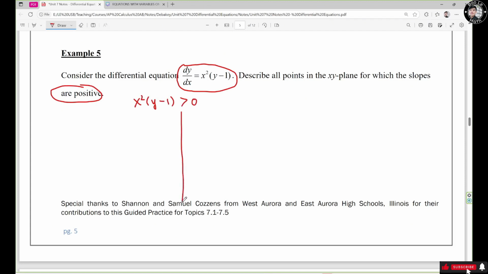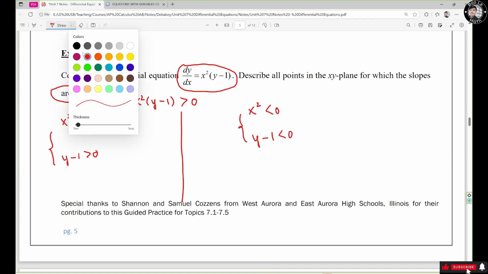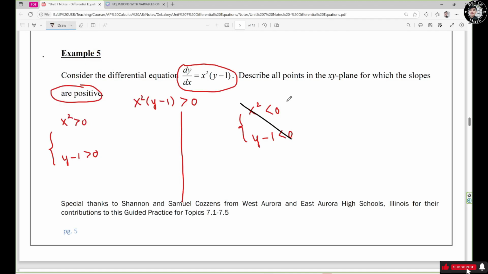Now, you have two different cases. x squared greater than 0 and y minus 1 greater than 0, or x squared less than 0 and y minus 1 less than 0. But this one is impossible. Why? Because x squared cannot be less than 0, so we need to eliminate this case. Now we're going to focus on this one.